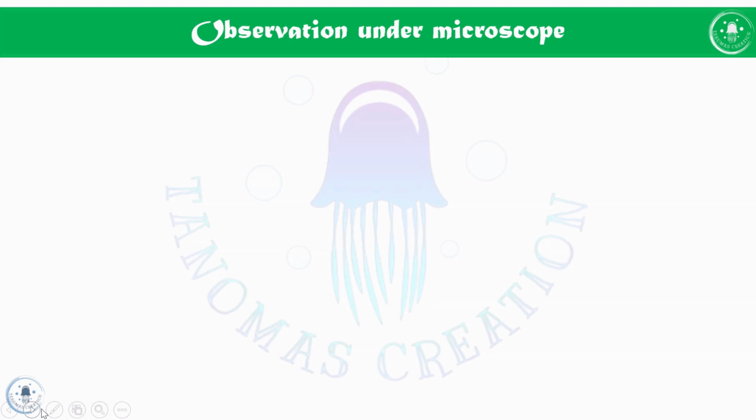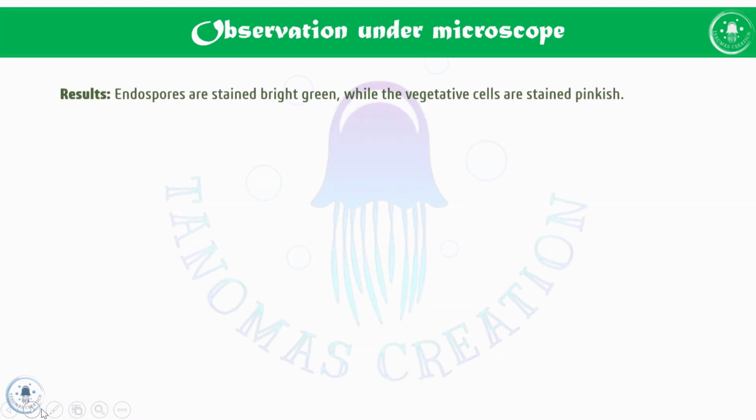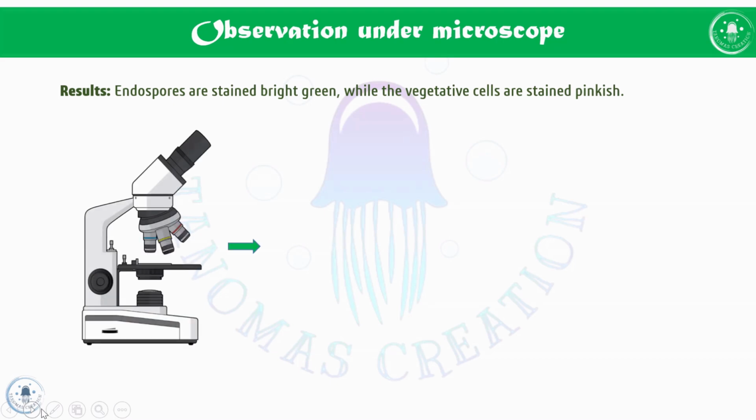Now what will we see under the microscope? If we look under the microscope, we'll see that the endospores will stain bright green as they take up the malachite green color, and the vegetative cells will appear pink as they take up the safranin color, that is pinkish. Okay. So this is what you will see.